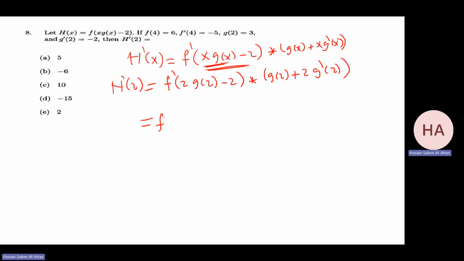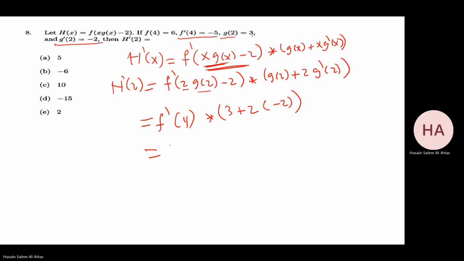Here, let me substitute. What is g at 2? g at 2 is 3. So 2 times 3, 6, minus 2 is 4. We have f prime at 4? Yes, that's okay, which is minus 5. Times g at 2, which is 3, plus 2 g prime at 2. g prime at 2 is minus 2, times 2. So I have minus 5 times (3 minus 4). That will be minus 1, so it will be 5. So this is my answer.